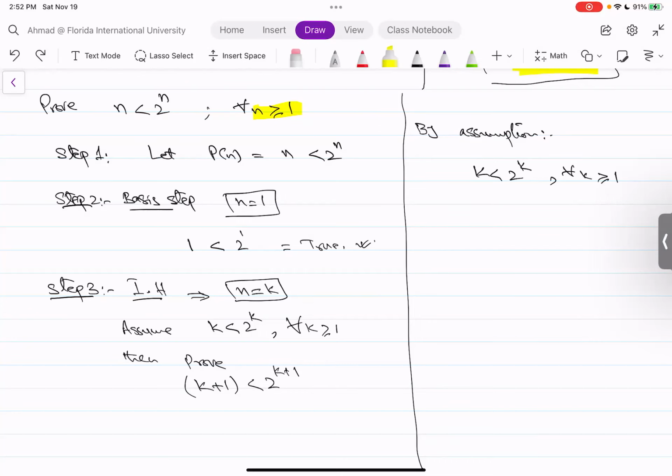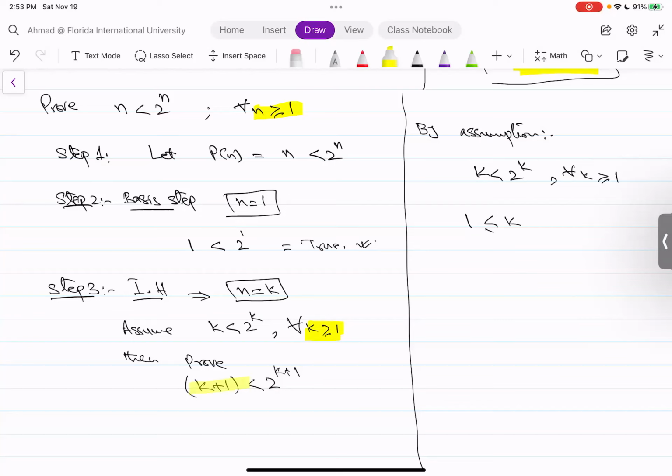Okay, since this value, which is 1 plus k, is smaller than that, I can add 1 to both sides, right? Okay, hold on. 1 is less than or equal to k, right? Why? Because it is given. K is greater than or equal to 1. That means 1 is less than or equal to k.